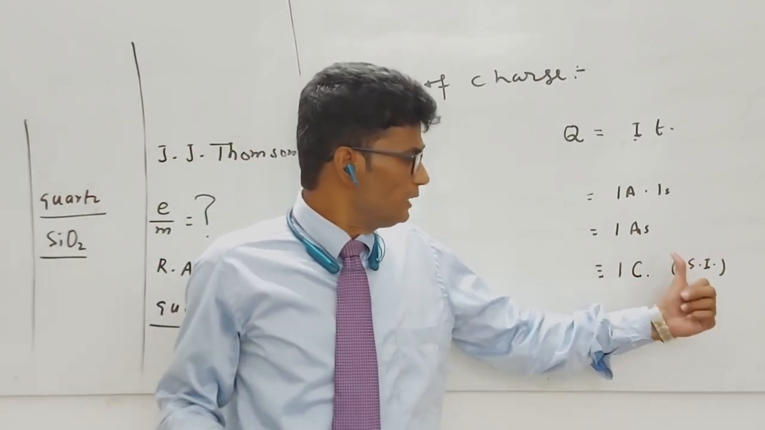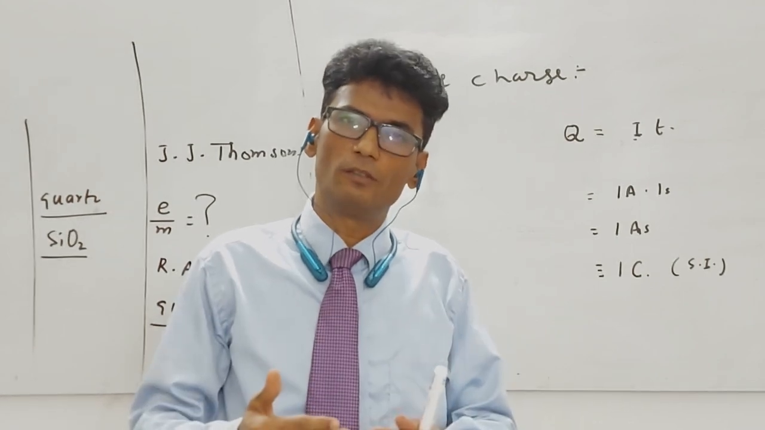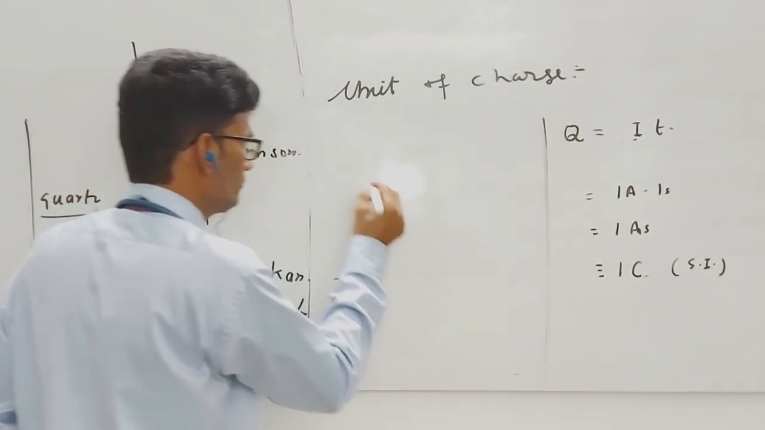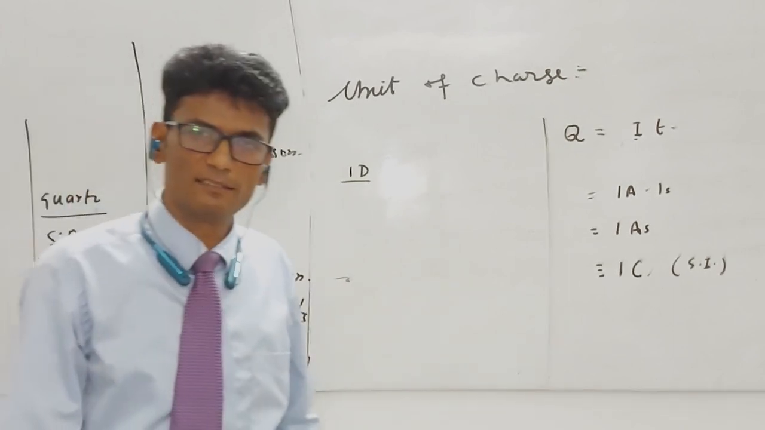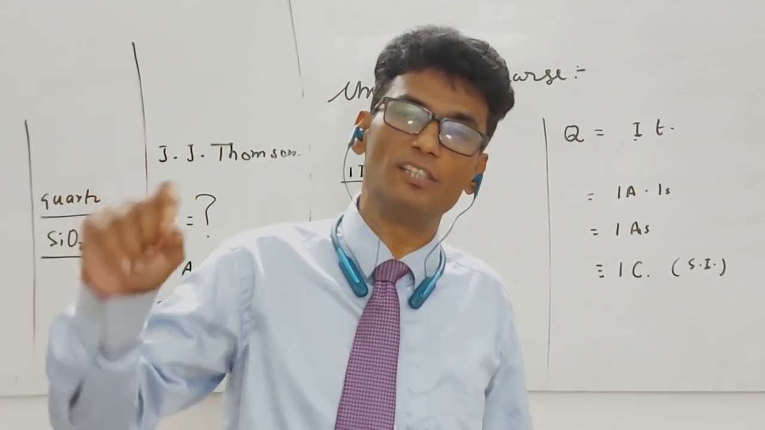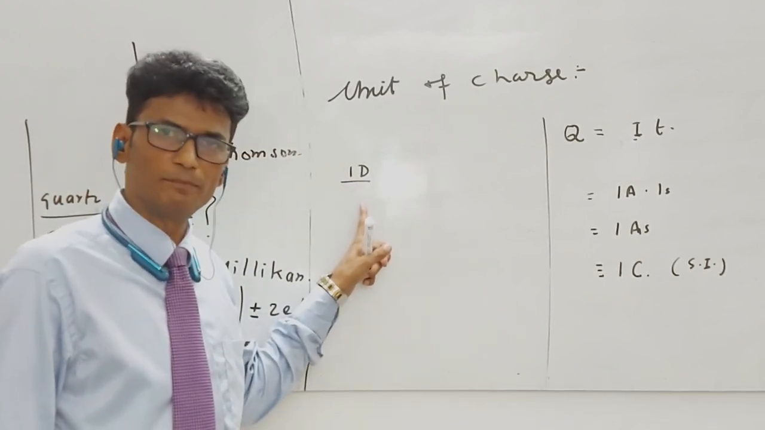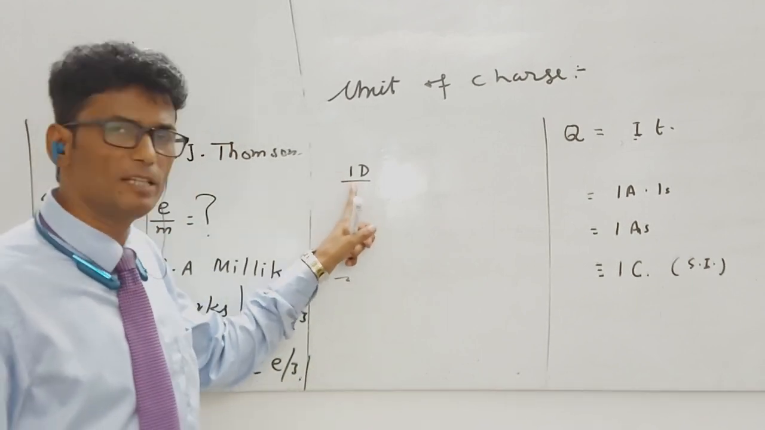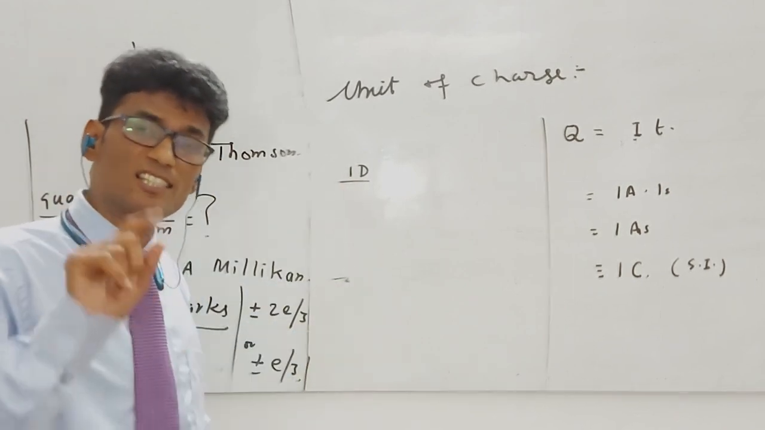But in chemistry, we use the unit of electric dipole moment as 1 Debye. Its full name is Peter J. W. Debye, D-E-B-Y-E, in short 1 Debye. This is the 1 Debye. So 1 Debye is the unit of electric dipole moment, and in 1 Debye, we require the CGS unit of charge.